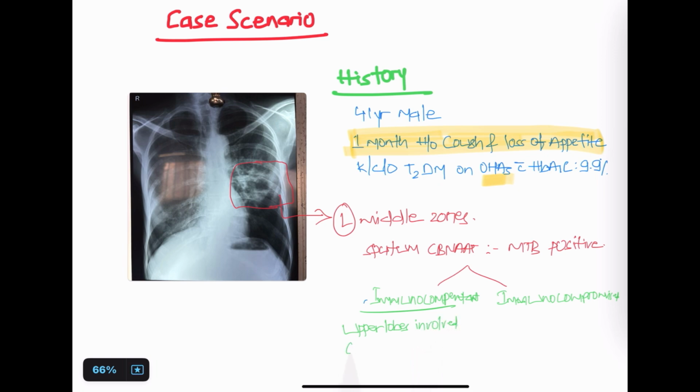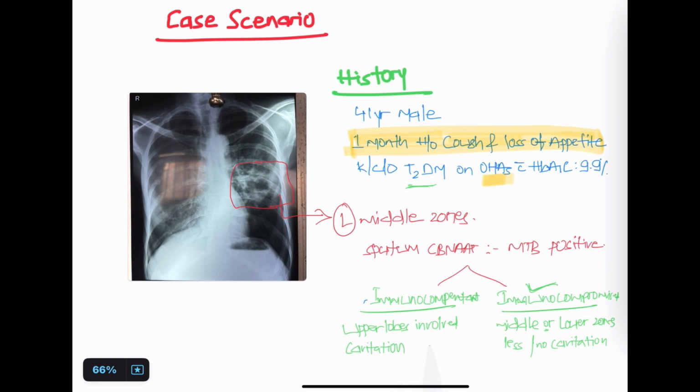and there will be significant cavitations present in case of immunocompetent individuals, whereas in immunocompromised individuals it will involve middle or lower zones, and there will be less or no cavitations. So our case was a type 2 diabetic individual, which will enlist him into immunocompromised state. That's why he had got the changes in the middle zones.